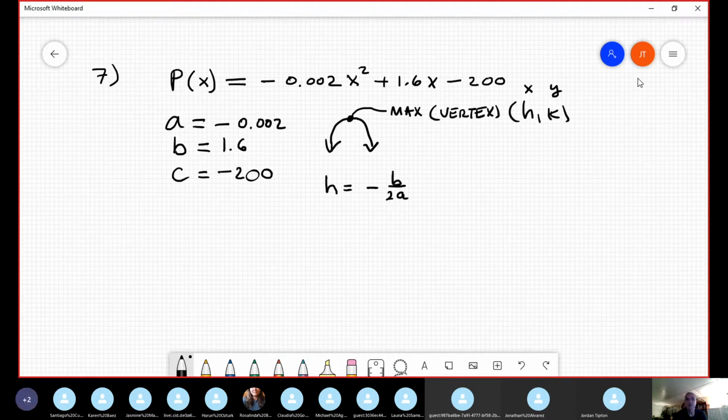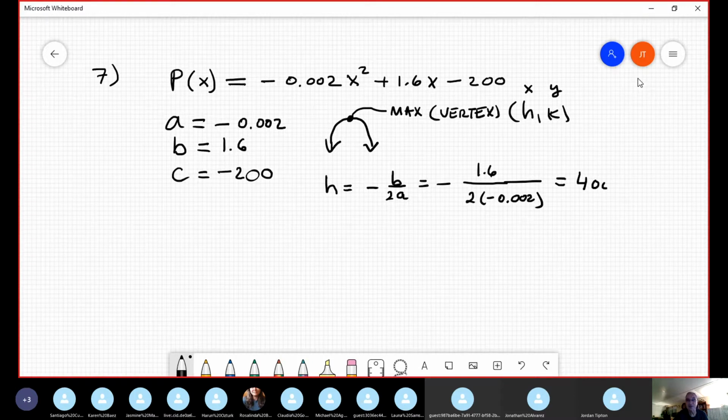Substitution. Minus b, but b is 1.6, and 2a, and a is minus 0.002. I can see in the formula two minuses, so the answer is positive. And you multiply 0.002 times 2 is 0.004. And I put in my calculator 1.6 divided by 0.004 is 400.